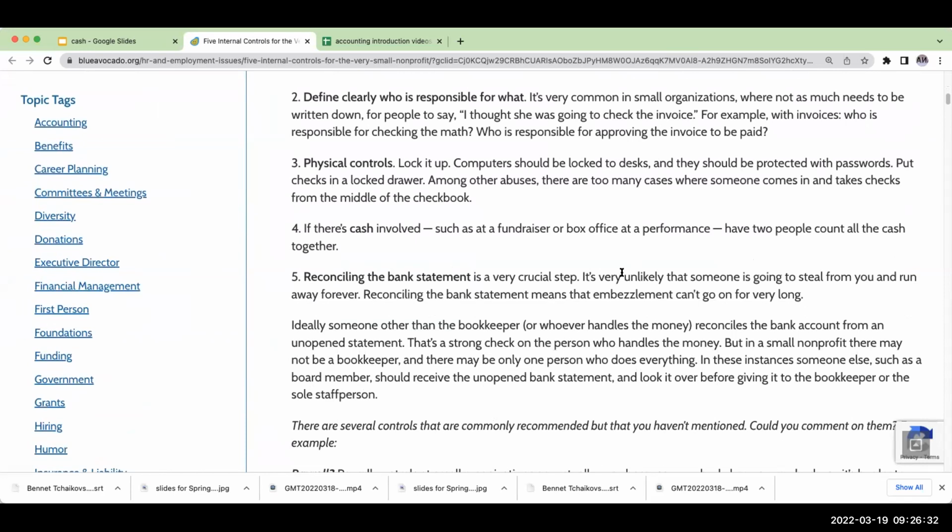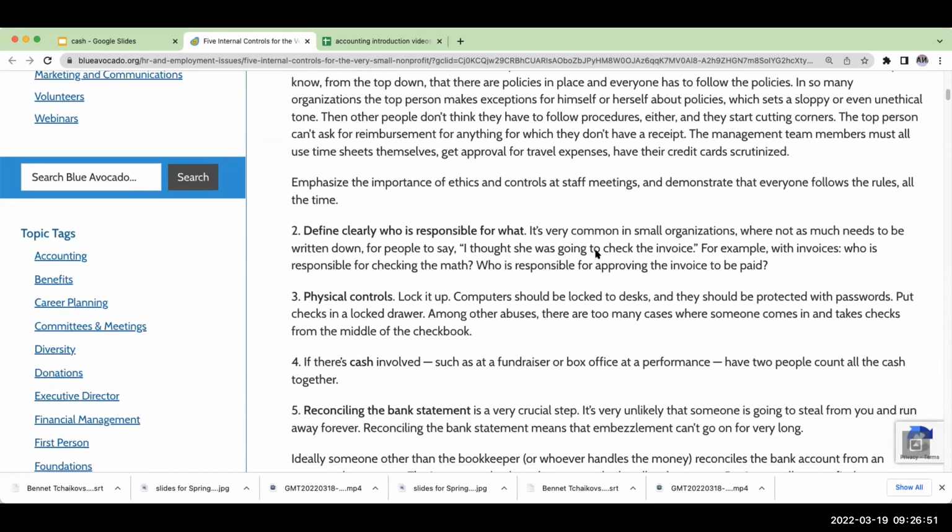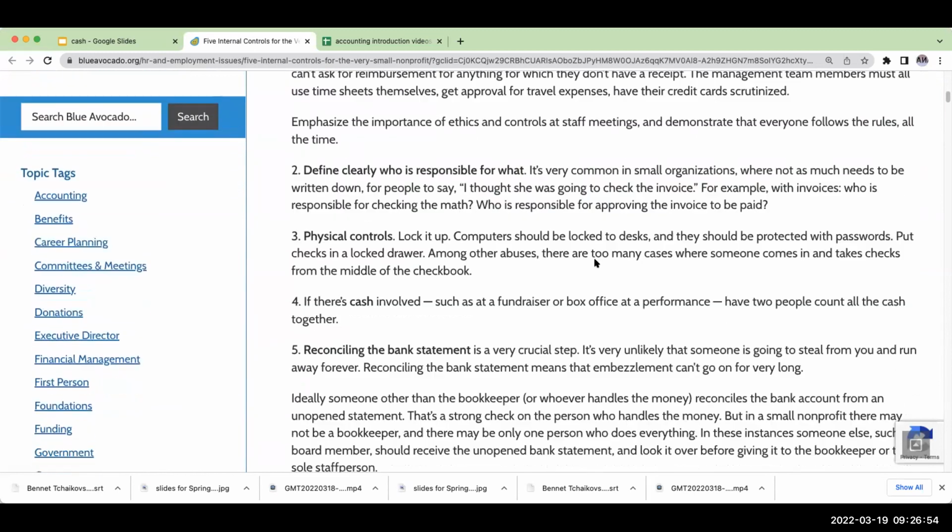And again, you don't want any kind of finger pointing, but you want to be very, very clear about whose responsibilities are what in an accounting environment, what everybody is supposed to be doing. Then there are physical controls: locking things up, computers being locked into desks. This was written a little while ago, so we obviously have a lot of different things now.